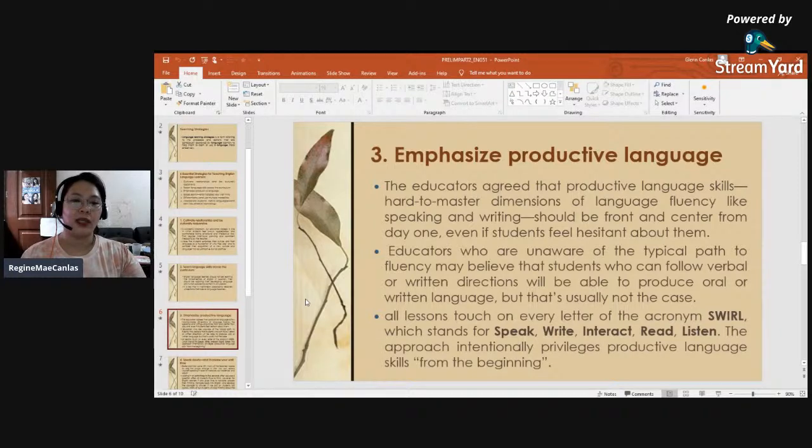Educators who are unaware of the typical path to fluency may believe that students who can follow verbal or written directions will be able to produce oral or written language, but that's usually not the case. All lessons touch on every letter in the acronym SWIRL, which stands for Speak, Write, Interact, Read, and Listen. The approach intentionally privileges productive language skills from the beginning.